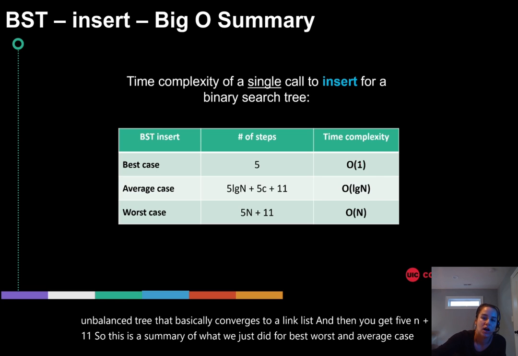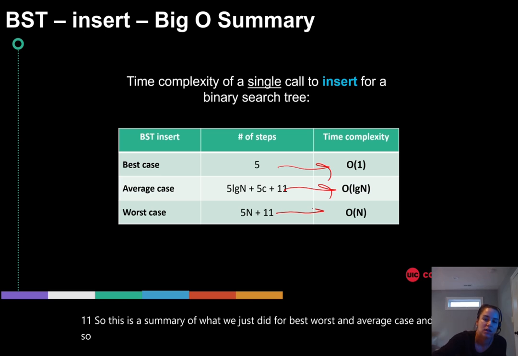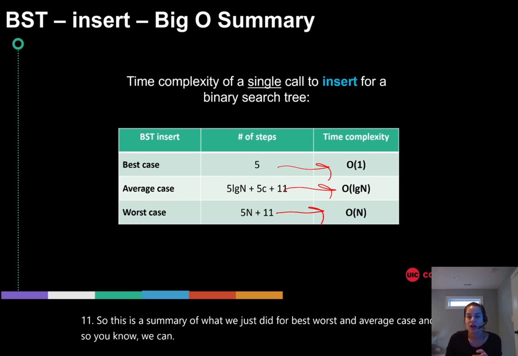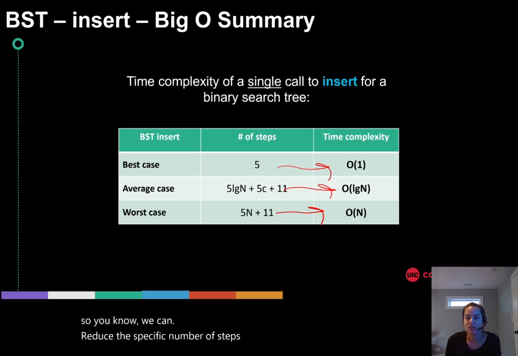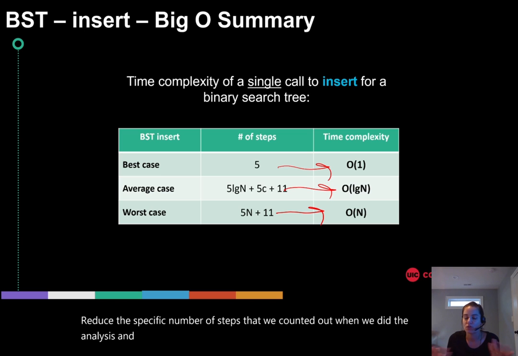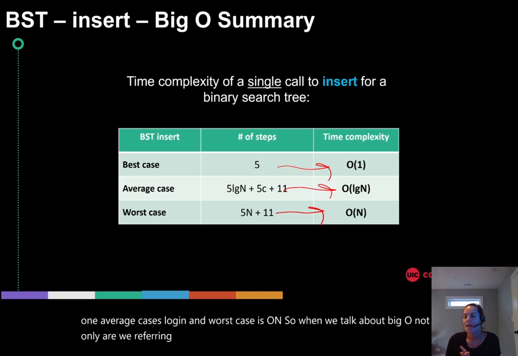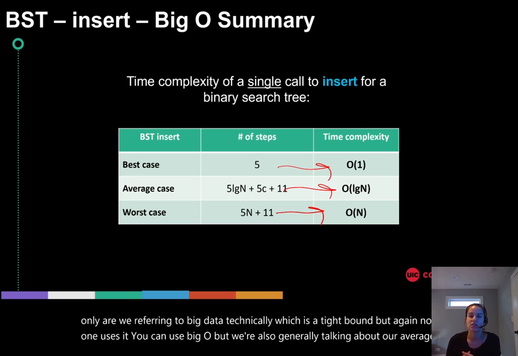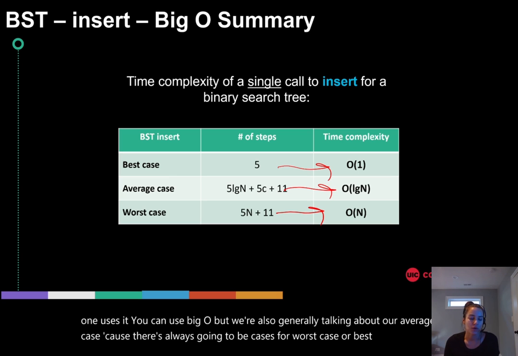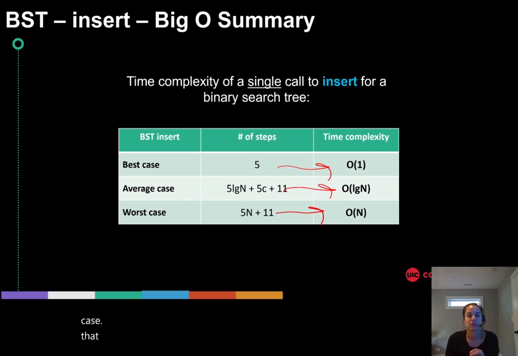And so we can reduce the specific number of steps that we counted out when we did the analysis and just phrase them in terms of their order, which is best case it's O(1), average case is log n, and worst case is O(n). So when we talk about big O, not only are we referring to big theta technically, which is a tight bound, but again, no one uses it, you can use big O. But we're also generally talking about our average case, because there's always going to be cases for worst case or best case that will be different than our average case.